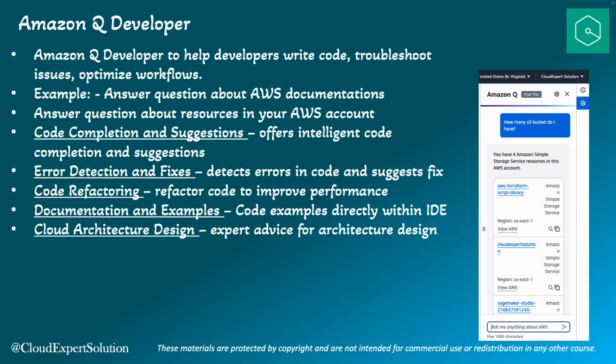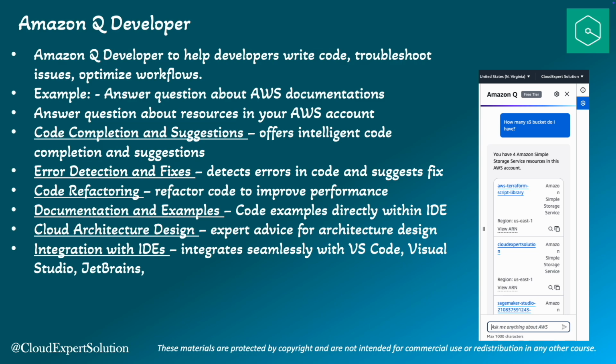You can also use it for cloud architecture design. That means you can get expert advice on designing and implementing cloud architecture. As an example, you can ask Amazon Q for best practices for setting up a serverless application using AWS Lambda and API Gateway, and it will create the architecture diagram for you.